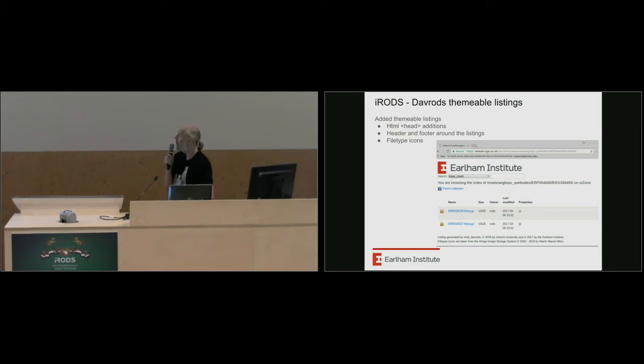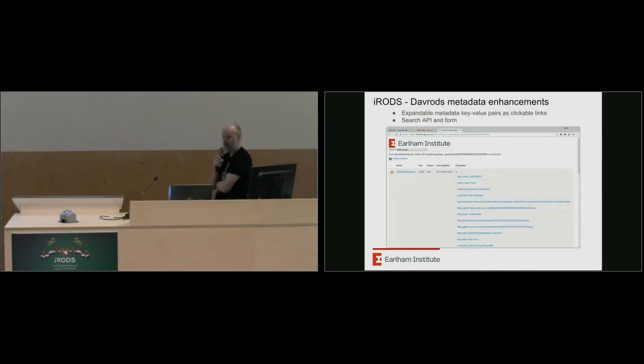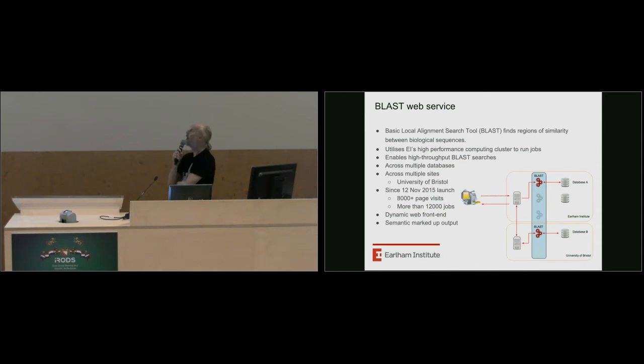So this is an example we've got here. And as well as that, for each item, you can click on a little plus icon and it'll expand and show all the metadata key and value pairs for each object. And each of those metadata key value pair listings is a clickable link. So if you click on those, you can pull back all the items that have got those.